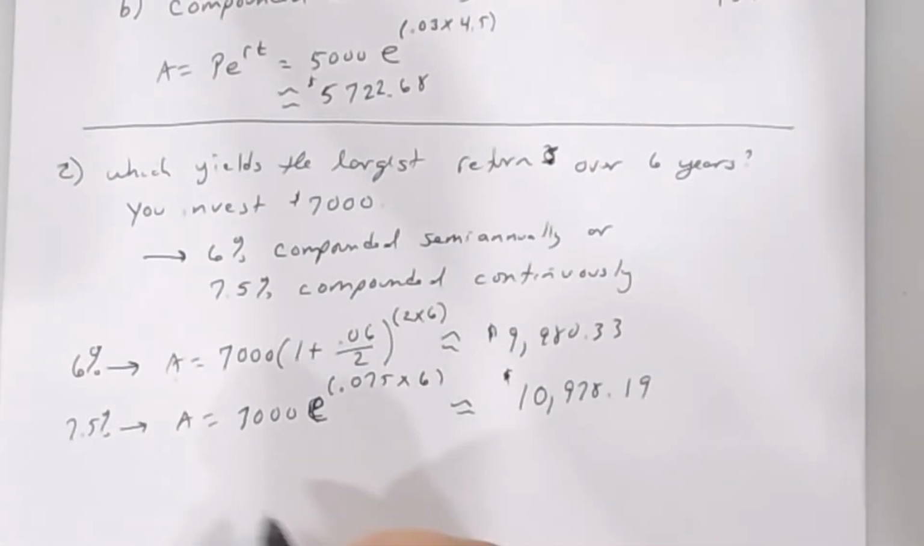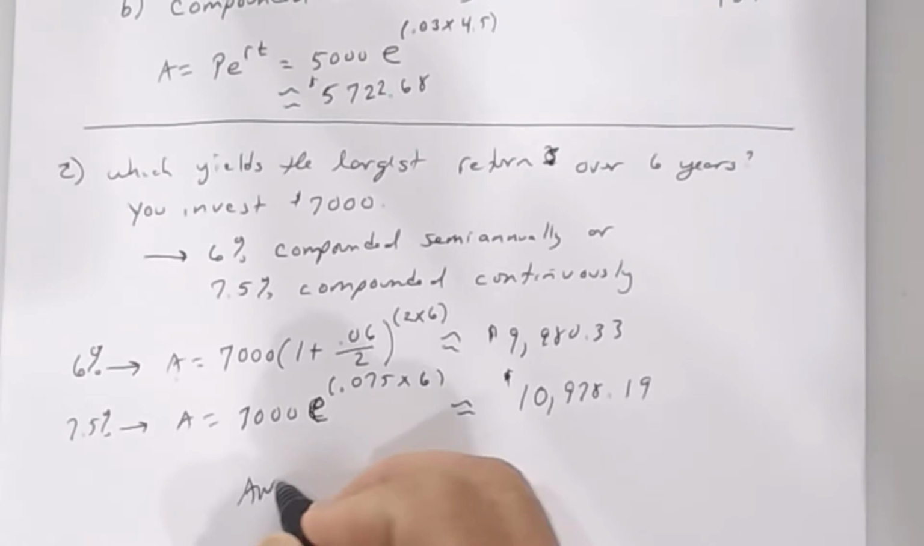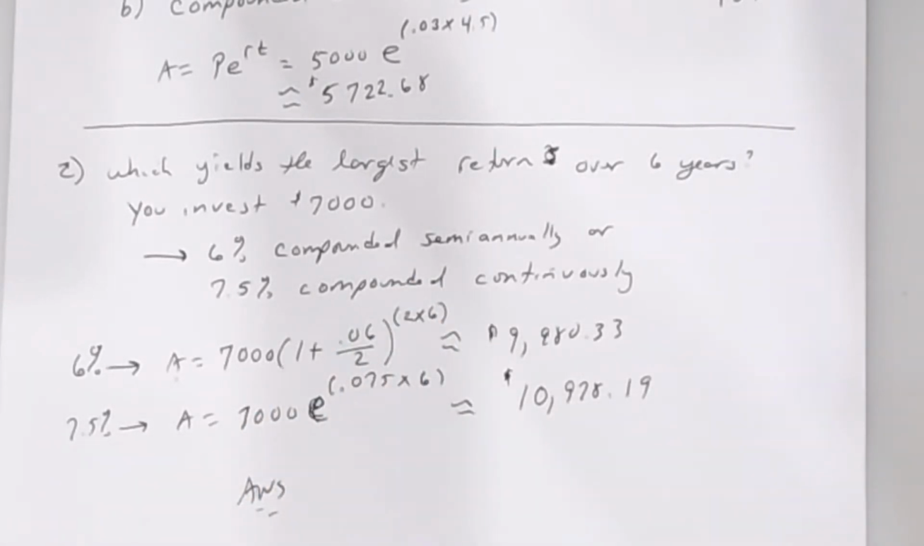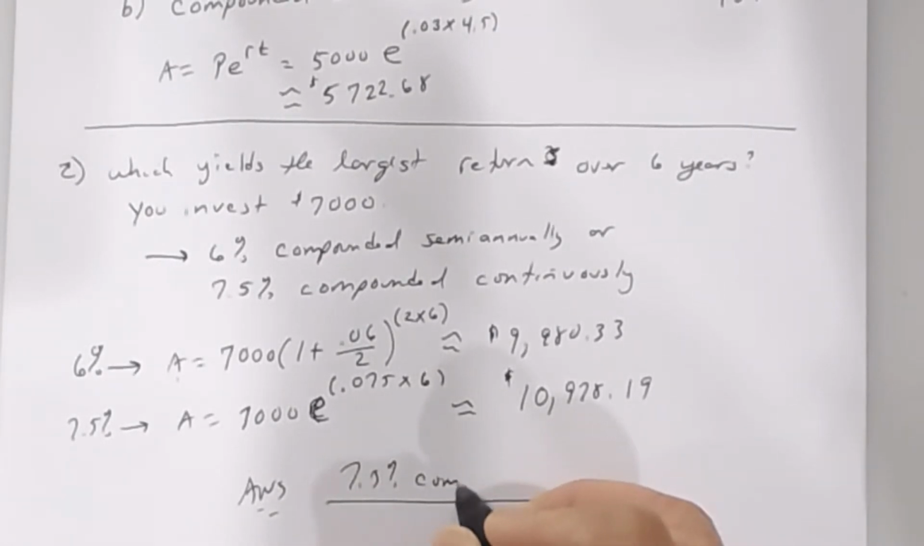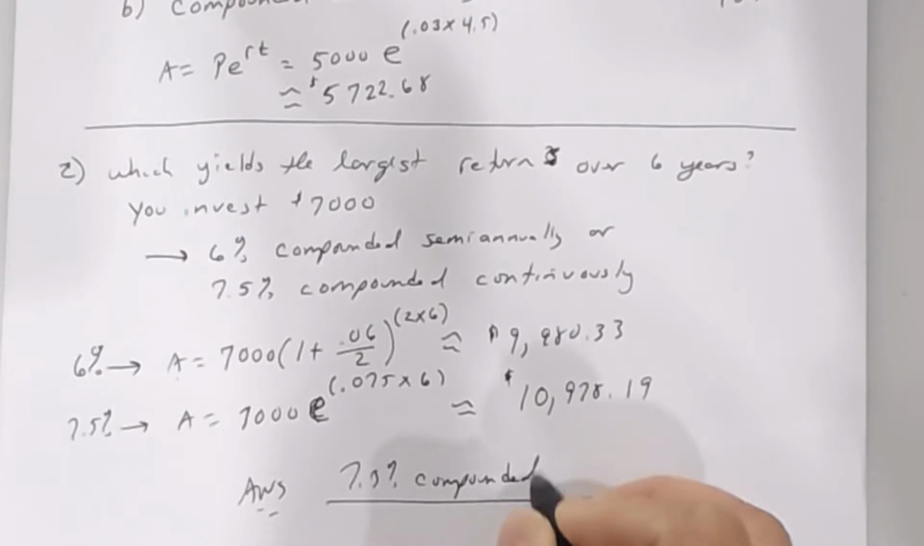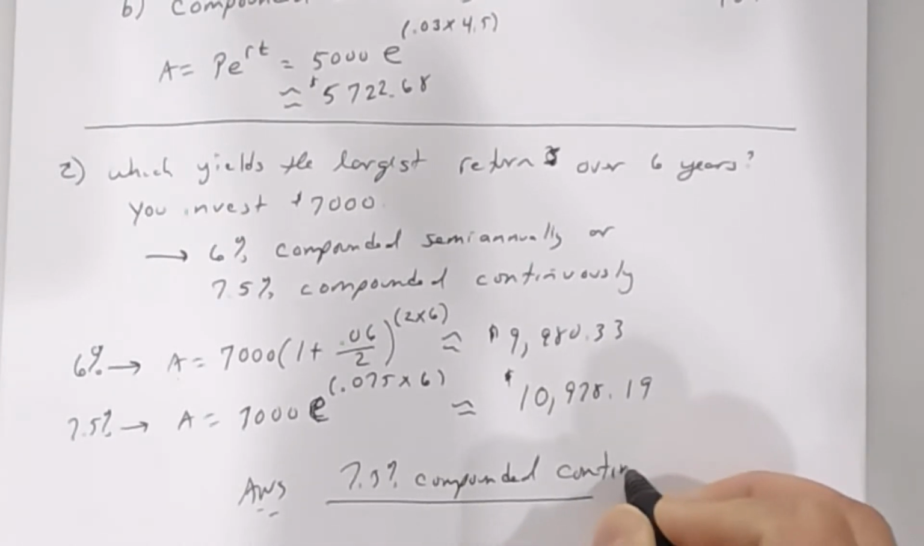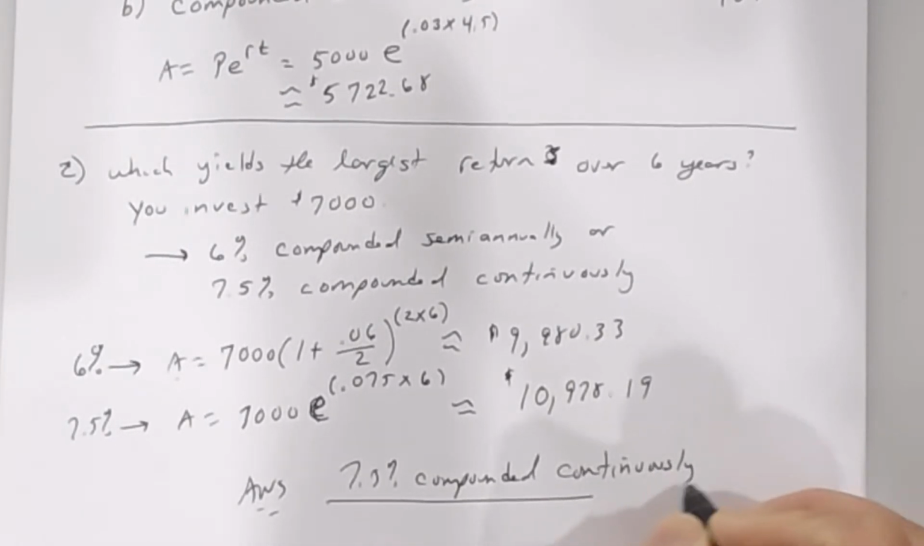Now, the answer, which one yields the larger return? The second one? So you're going to say 7.5% compounded continuously. Okay, now I see that some of you are not using your calculator. I'm assuming that you know how to do this.